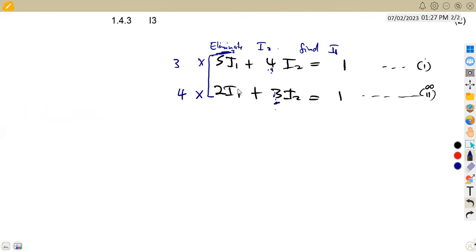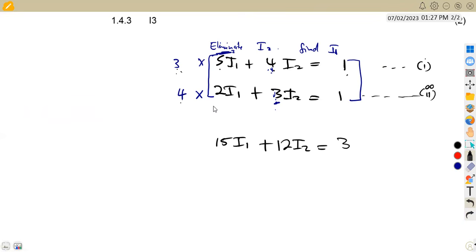This is multiplying each and every term. 3 multiplies everything on the top equation there. So we are going to have 3 times 15, 3 times 5, which is 15 I1, 3 times 4, which is plus 12 I2, is equal to 3 times 1, which is a 3.